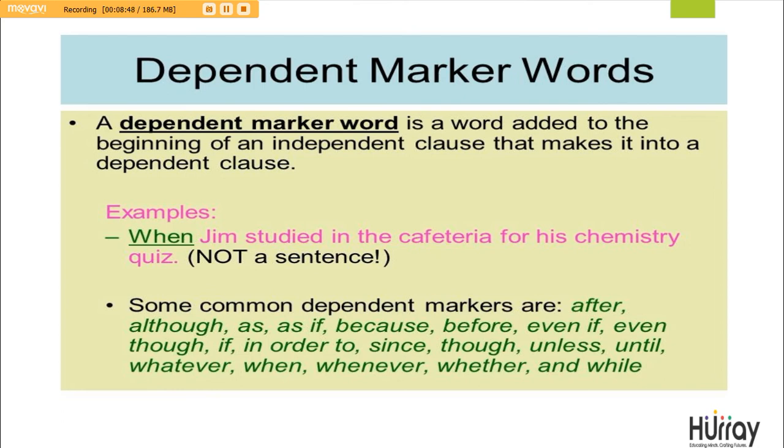And how do we know this? Because the word "when" has been added. Had the sentence been "Jim studied in the cafeteria for his chemistry quiz," then it would have been an independent clause and it could have stood as a sentence. But the word "when" makes all the difference. Similarly, there are words such as after, although, as if, because, before, even if, even though, etc., which serve as dependent marker words.